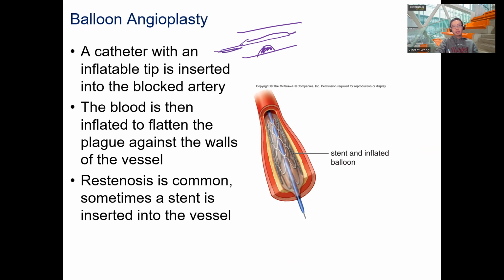Then you inflate a balloon. After you inflate a balloon, the balloon gets big, and then it will flatten the plaque. And then you do that a couple times, and then you remove the catheter. So afterwards, your blood vessel would have a flattened plaque, and you would restore the blood flow.